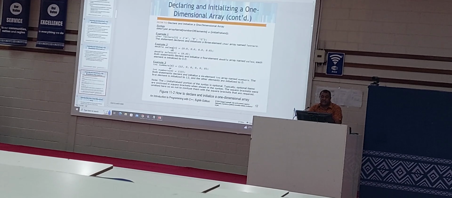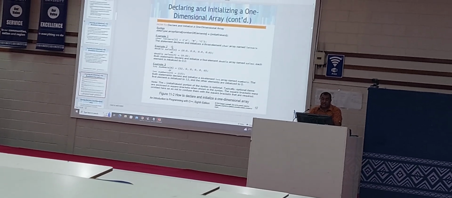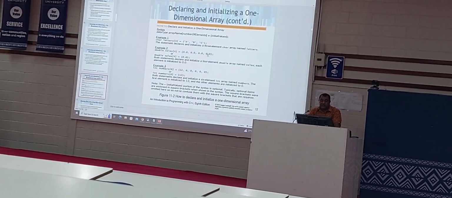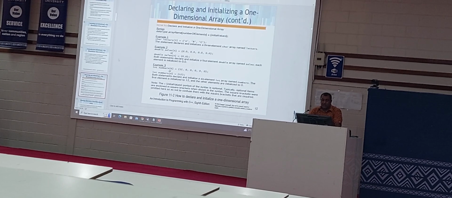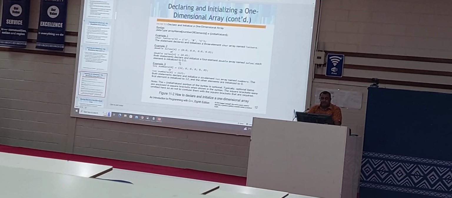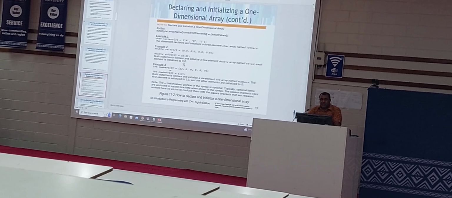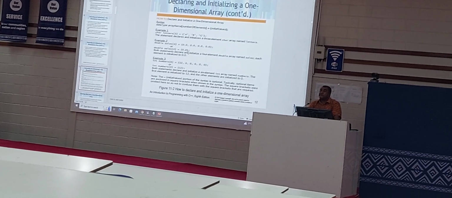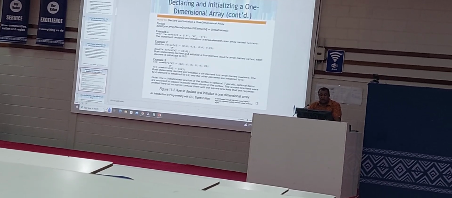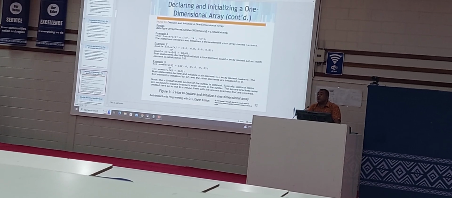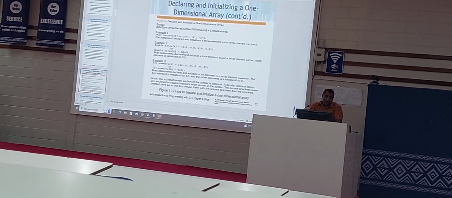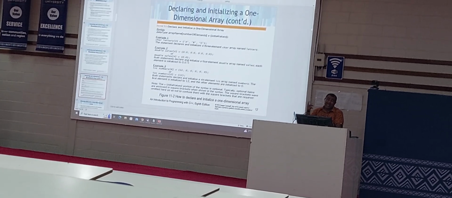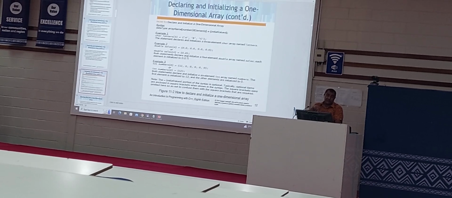Example number 2, double sales 4. 4 is the size of the array. Because it's a double, when you enter the values, make sure it's the same as the data type. Now what's this one? Double sales 4 is equal to 0.0. The difference between the two: the second one, double sales 4 is equal to 0.0, is an initialize statement. You are initializing the variable. 0.0 is the first element that you are storing inside the array.